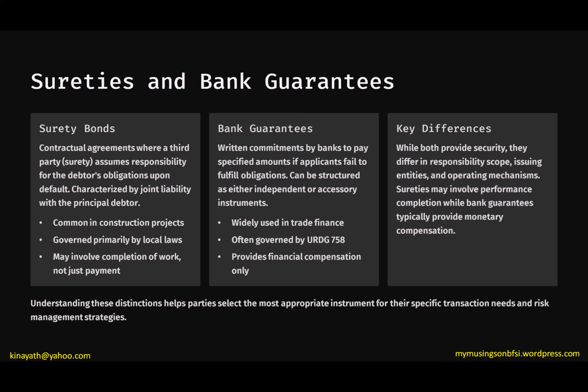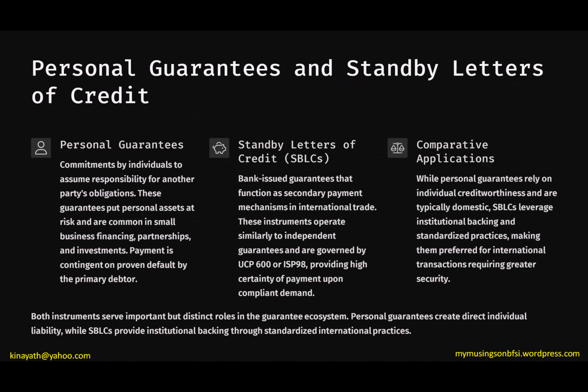The key difference is that in case of a surety bond, there is a responsibility or scope to complete the performance. So the issuing entity, the operating mechanism, they are all a little different. Sureties involve performance, while the guarantees involve monetary compensation. But at the end of the day, both of these, the surety and the guarantee, provide security. There is a small difference in the scope or the way they are performed, but they provide security. So understanding these distinctions helps us to decide which instrument to use for which situation.